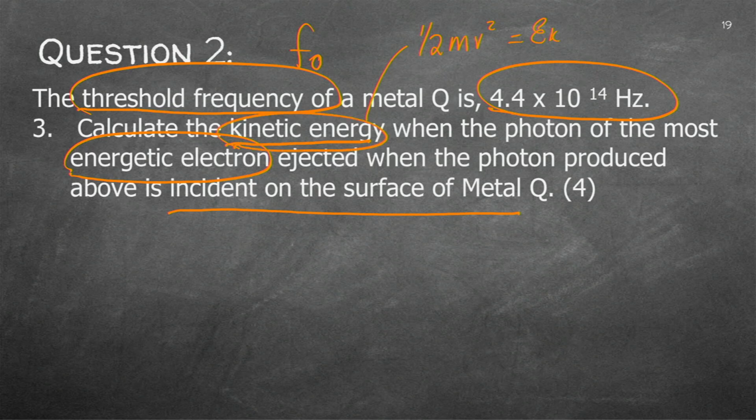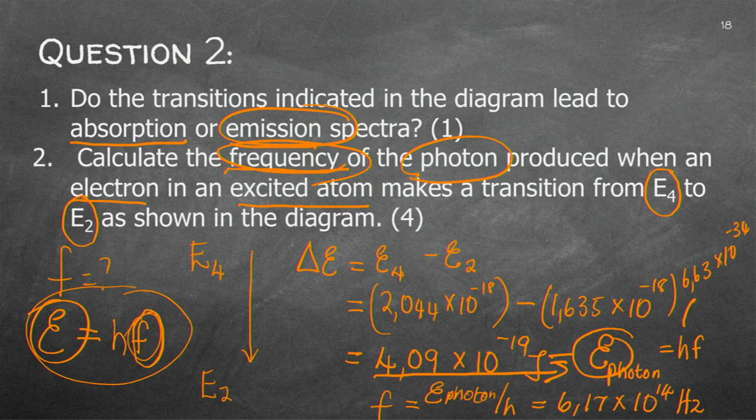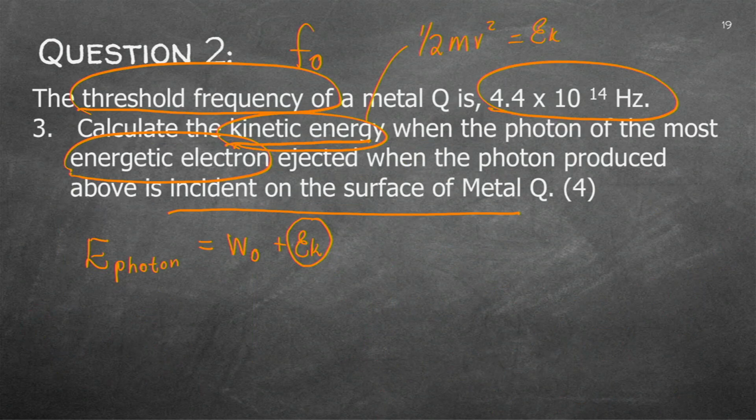So what's my initial equation? I know the energy of the photon going in is equal to the work function plus the kinetic energy. This is what they're asking me to calculate. I've got the energy of the photon. If you have a look at this previous slide, we calculated it to be 4.09 times 10 to the minus 19. Remember, that was in joules.